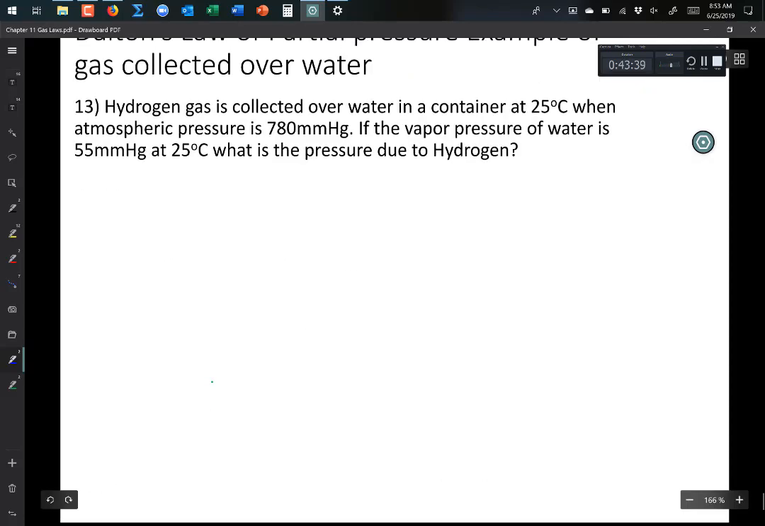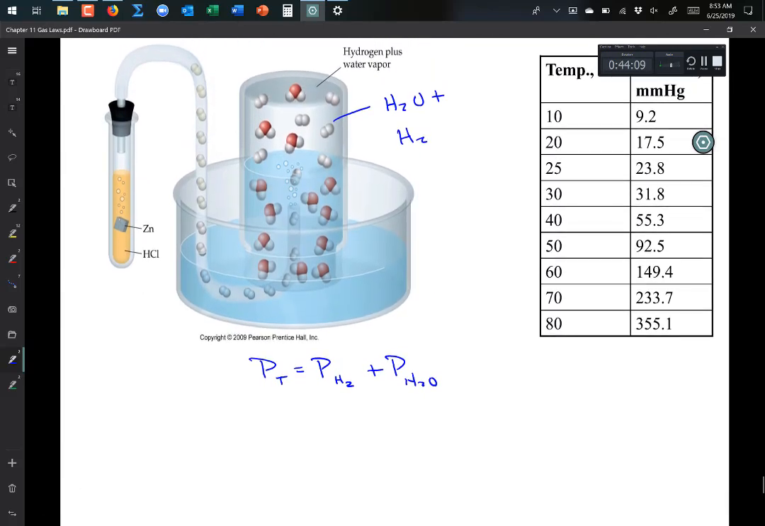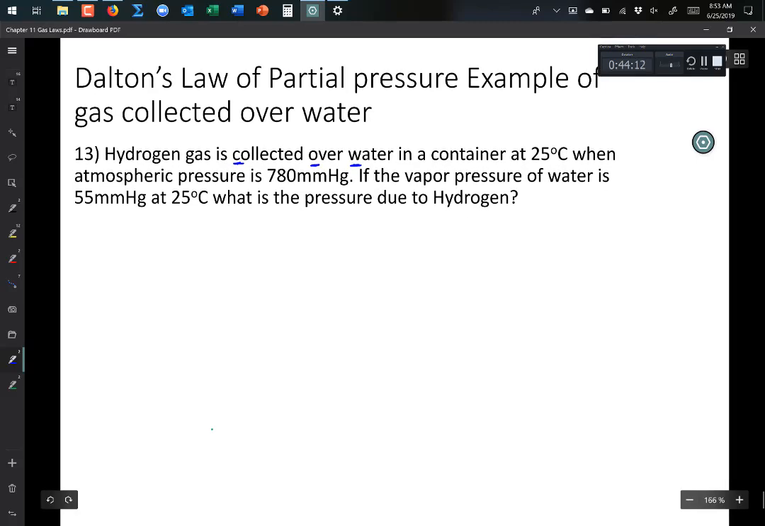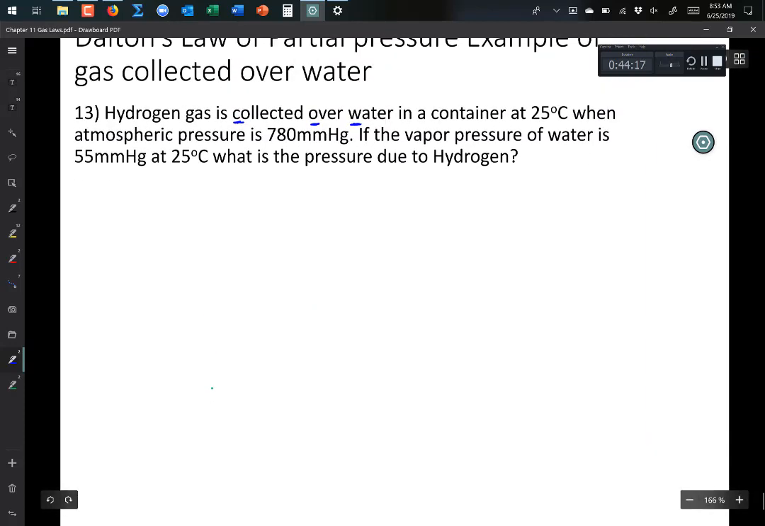Do this problem. Hydrogen gas is collected over water in a container at 25 degrees Celsius when the atmospheric pressure is that. If the vapor pressure of water is 55 millimeters of mercury at 25 degrees Celsius, what is the pressure due to hydrogen? Is it actually that? It doesn't exactly say, huh? Close. Hang on. It gives 20 and 30. I don't think that's right.